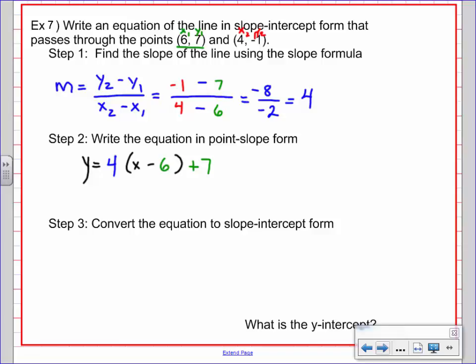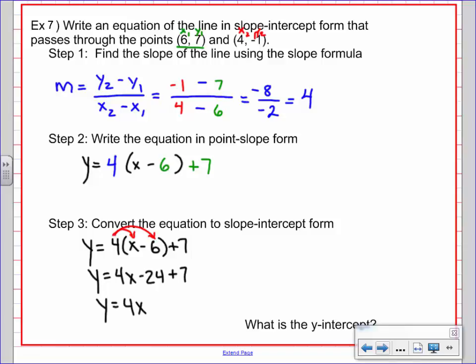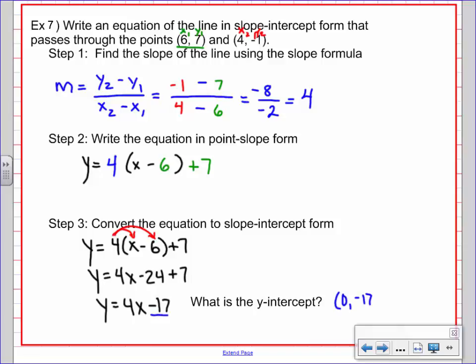And then to convert the equation to slope-intercept form, we simply distribute the 4 through the parentheses. So if I distribute this 4 through, we will have y equals, well, 4 times x is 4x, and 4 times -6 is -24, and don't forget the 7 out back. And so this would be y equals 4x. Well, -24 plus 7 is -17. And so that would tell us that the y-intercept is right here in the back, (0, -17).